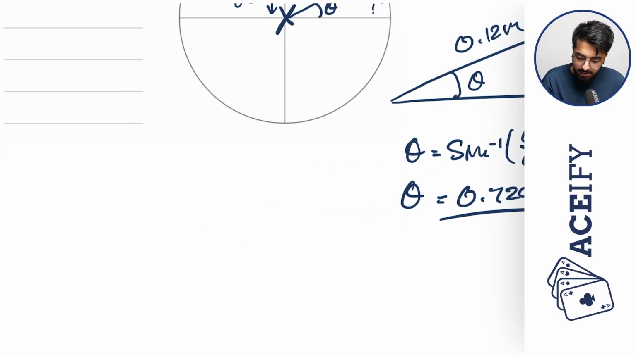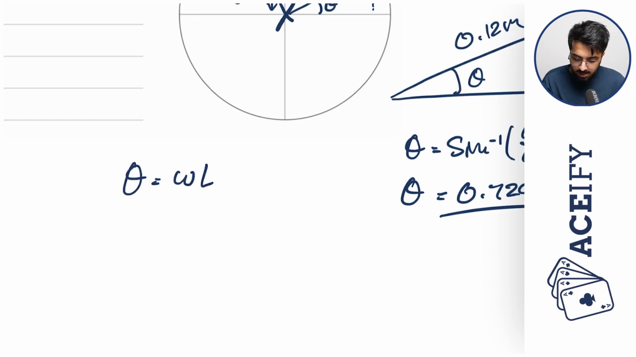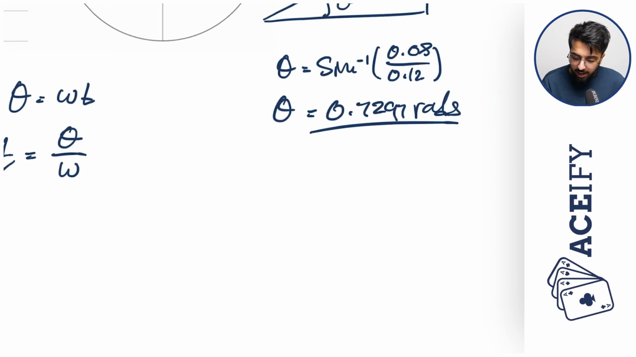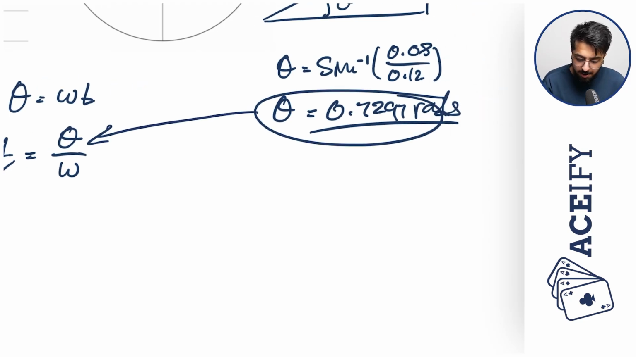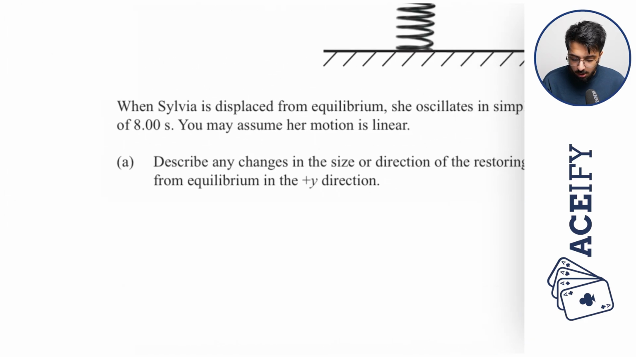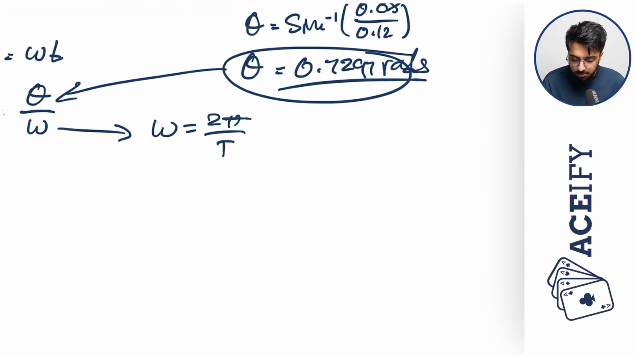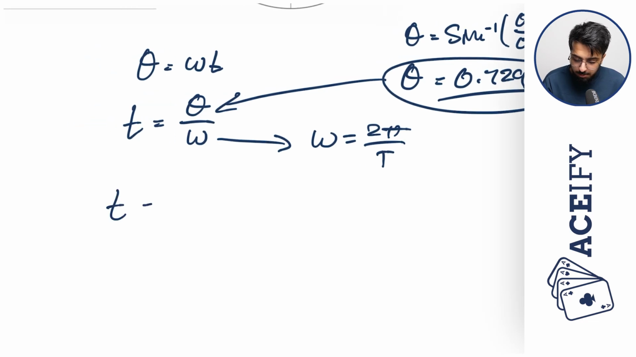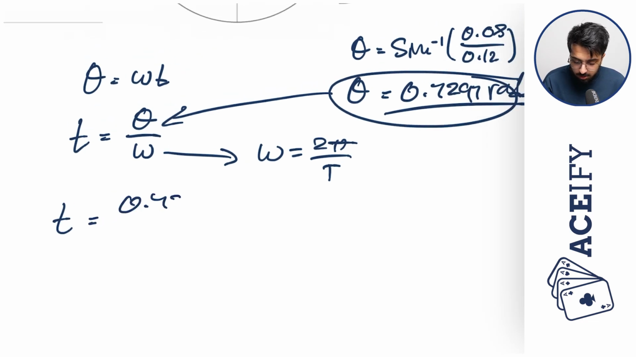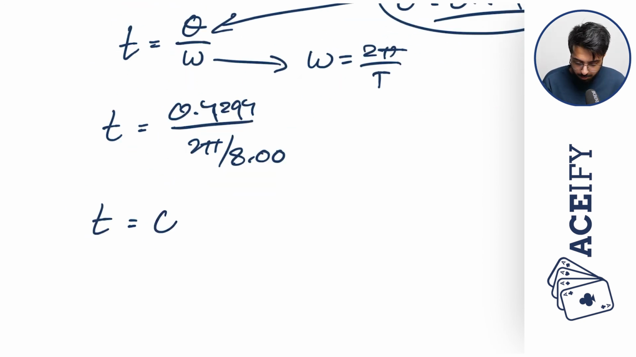And so as theta is equal to omega t, our time is given as theta all over our omega. We just found our theta value, so we can plug that in over here, and our omega is given as 2 pi all over our period. And we are given a period over here of 8 seconds. And so our time is going to be equal to 0.7297 all over 2 pi divided by 8 seconds. And this gives a time of 0.929 seconds. There we go.